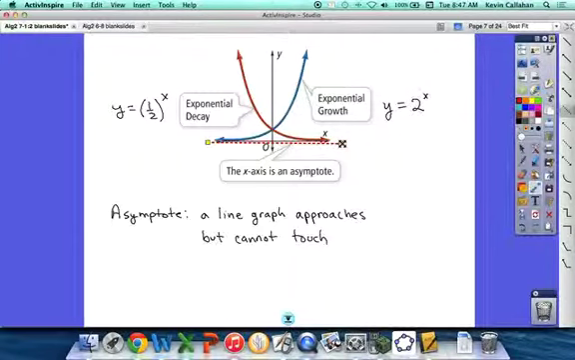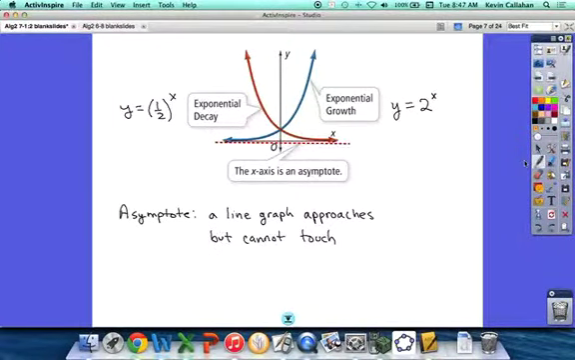Again, an asymptote. This is not the only time we're going to deal with asymptotes. We're going to deal with asymptotes for this, for logarithms, and then in the next chapter, chapter 9, it's almost completely about asymptotes. So this is just the first time we're going to see that.